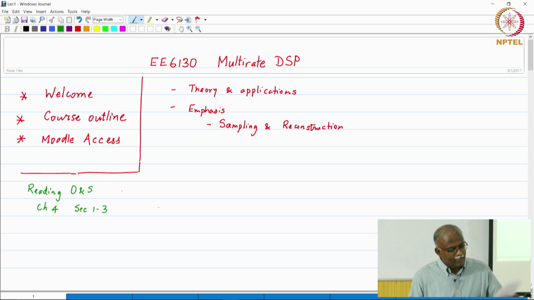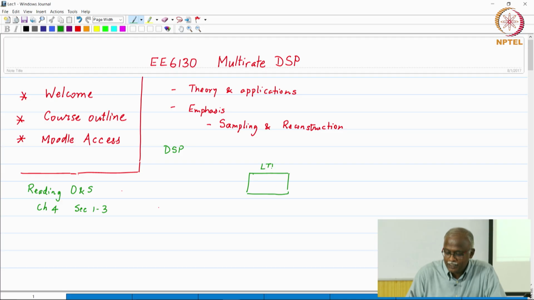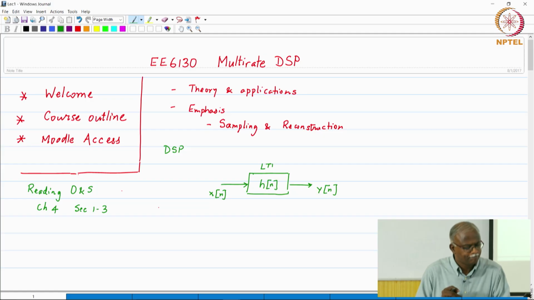So let me start by giving a flavor of what exactly we are referring to. When I talk about DSP, probably the picture that comes to the minds of most students is that we are talking about LTI systems. Am I right? This is an LTI system. LTI systems can always be characterized by means of an impulse response. You have a discrete time input x of n which gets processed by the LTI system, and you get a discrete time output y of n.